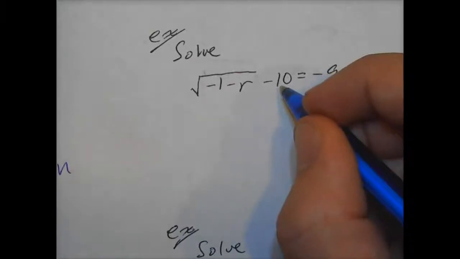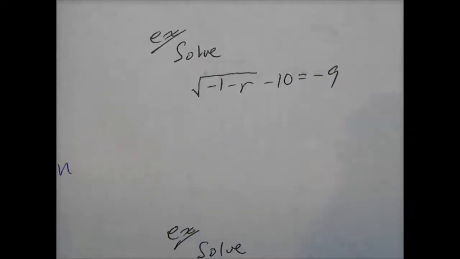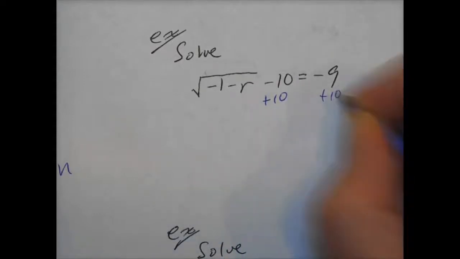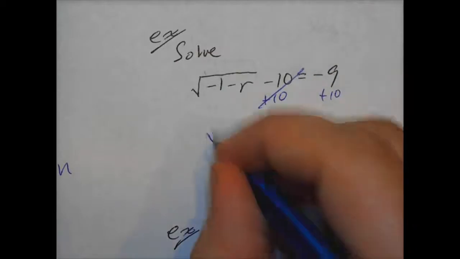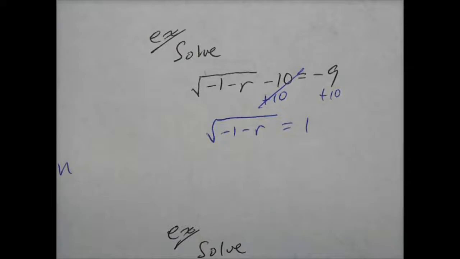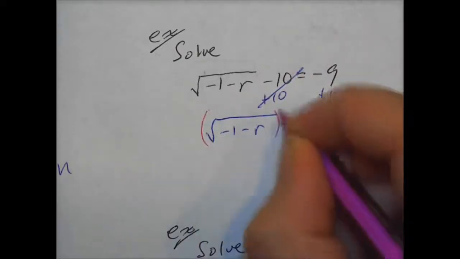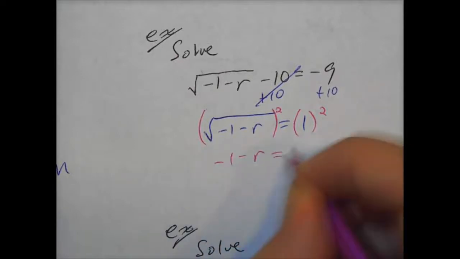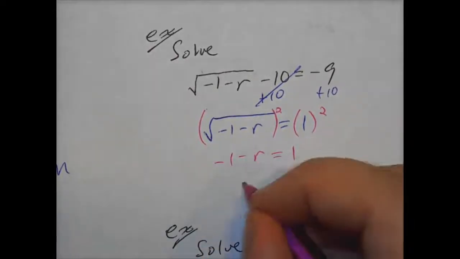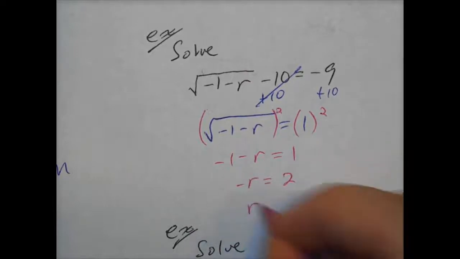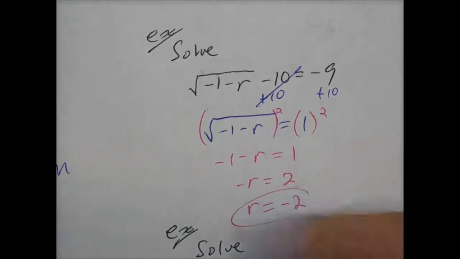All right, here, a little bit different, because this minus 10 is throwing us off. We don't have just a square root on one side like we've had before, but it's super easy to move that to the other side, so I can add 10, so that makes 0 there, and I have the square root of negative 1 minus r equals 1. So here, now that we have the square root by itself, I can square that side and square that side. So I have negative 1 minus r equals 1. If I add 1 to the other side, negative r equals 2. Divide by negative 1, or flip the signs, r equals negative 2.